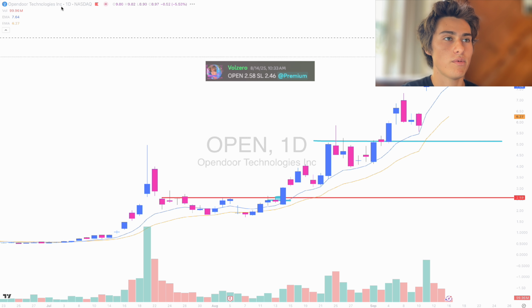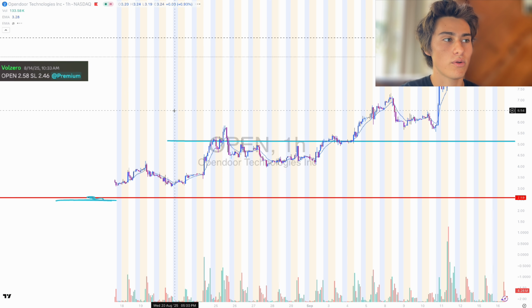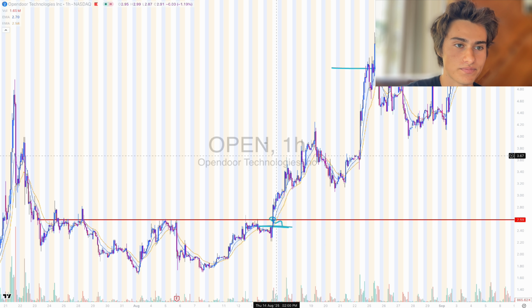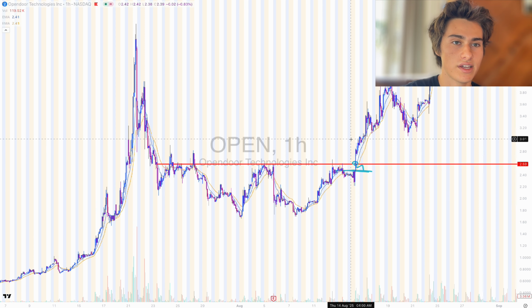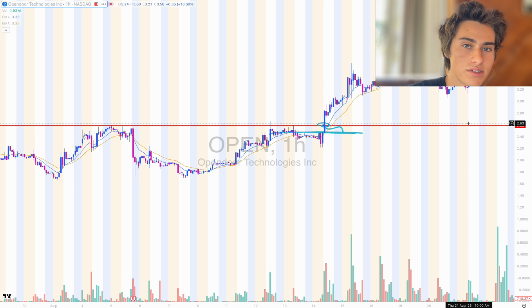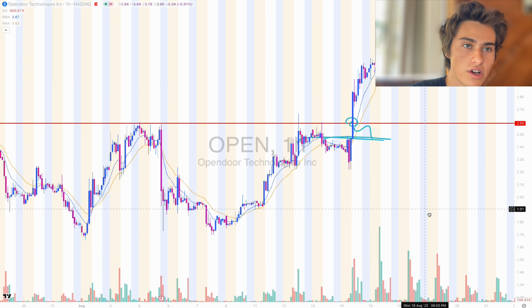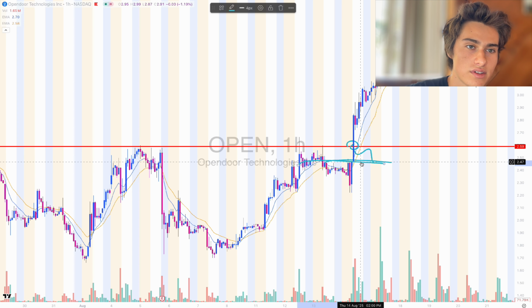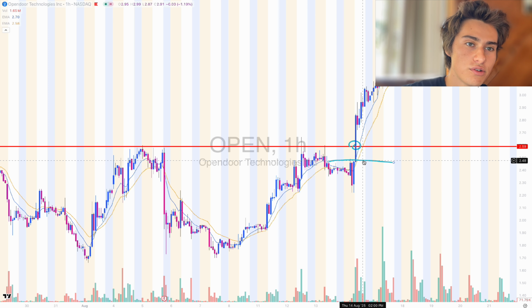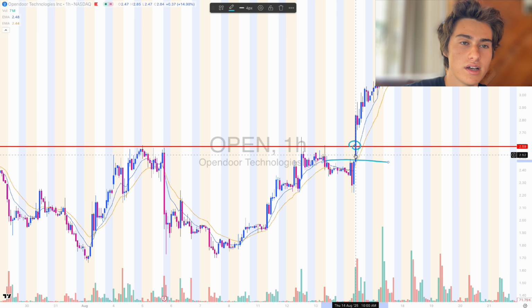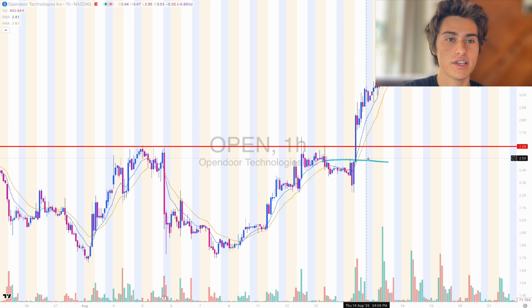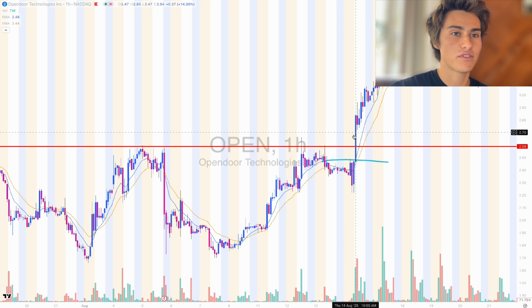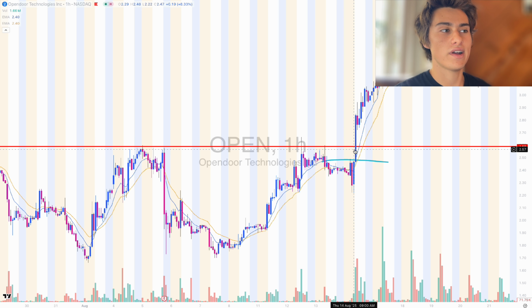But anyway, let's go down to the hourly to break down why I bought and when I bought. It was breaking out here. As you can see, this red line is the entry price. And the stop loss, which is what we're really here to talk about, was $2.46. The reason why I chose $2.46 is because I felt if the stock price went down to this level after breaking out here, it would invalidate the trade.